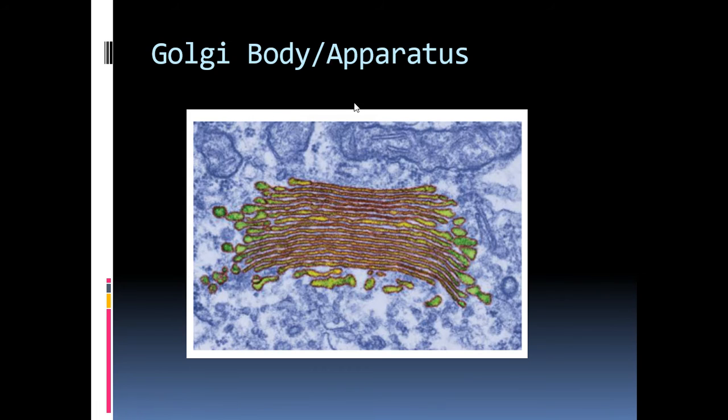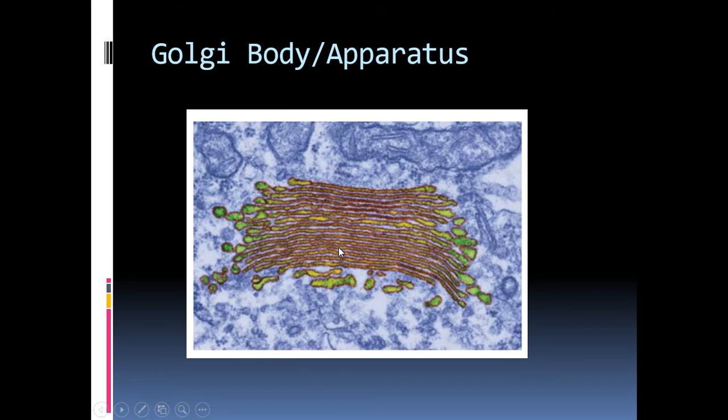And like what I have said just now, the function of the Golgi body is to collect, to process, and also to modify molecules, especially protein, to be transported out of the cell or to be used within the cell itself.